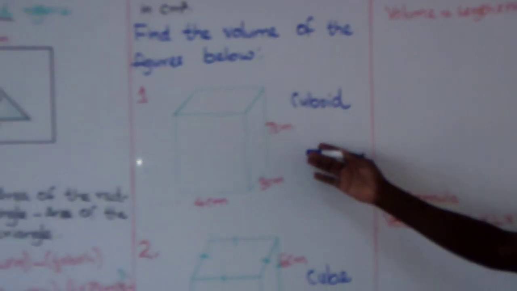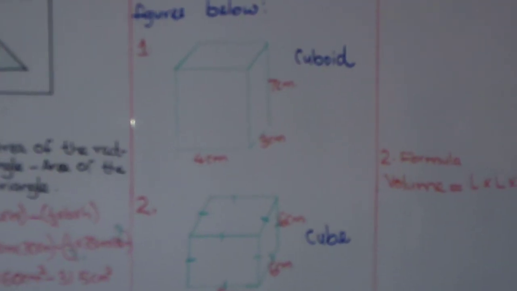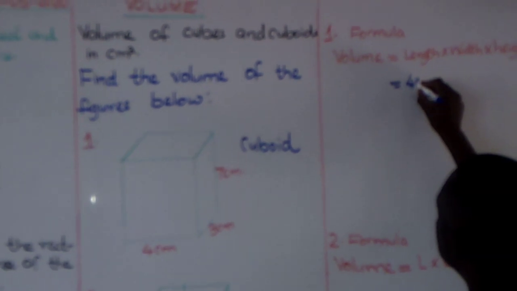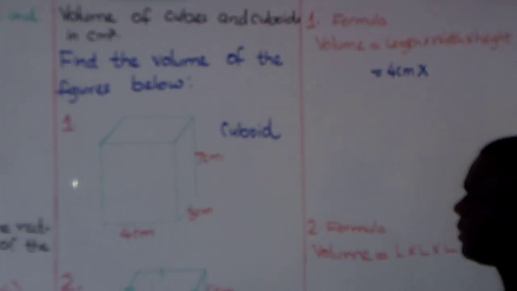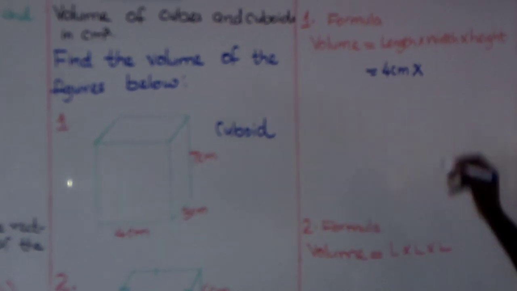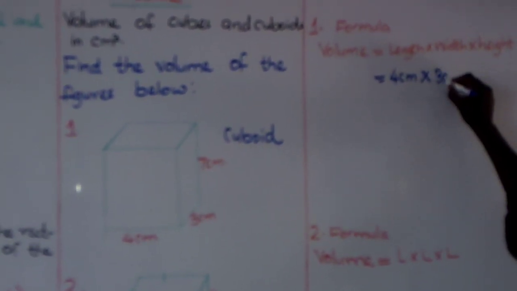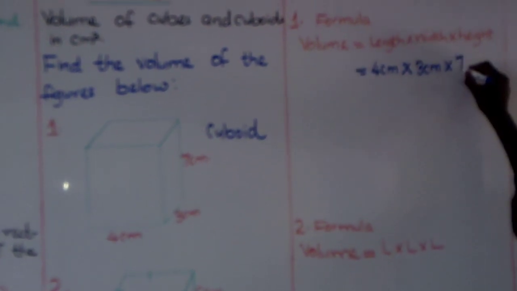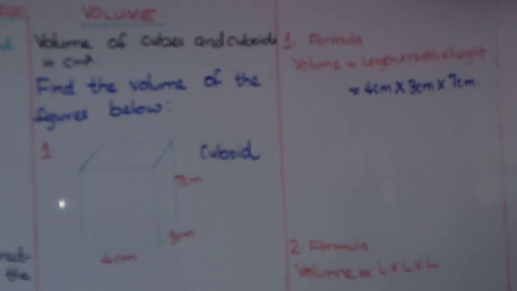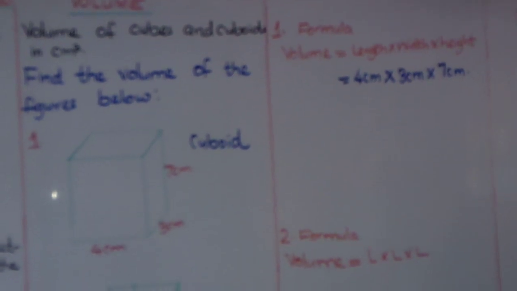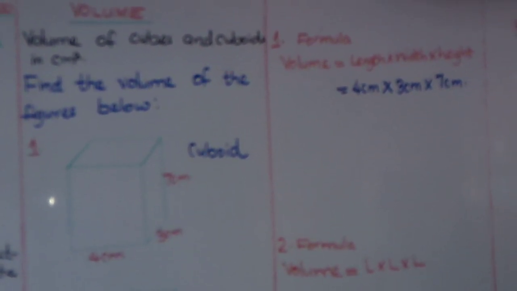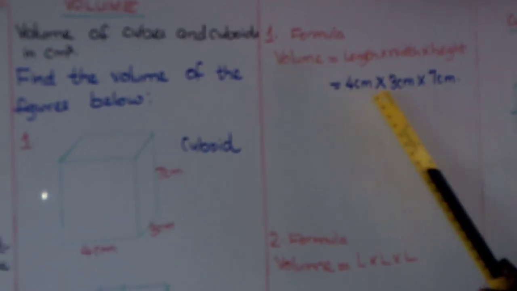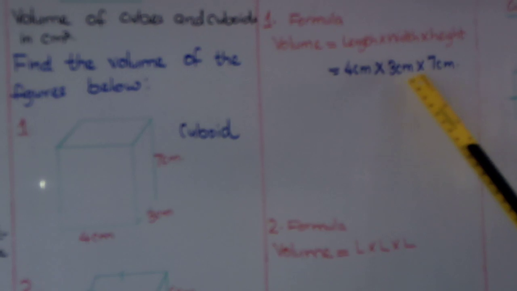So in this shape here, our length is 4 centimeters. Our width is 3 centimeters. And our height is 7 centimeters. Correct? Then we multiply 4 multiplied by 3 multiplied by 7.